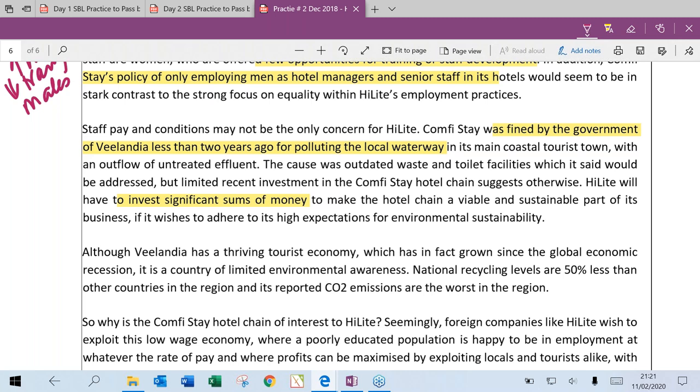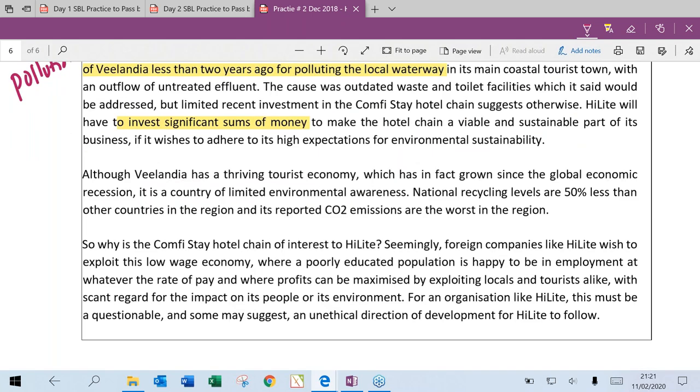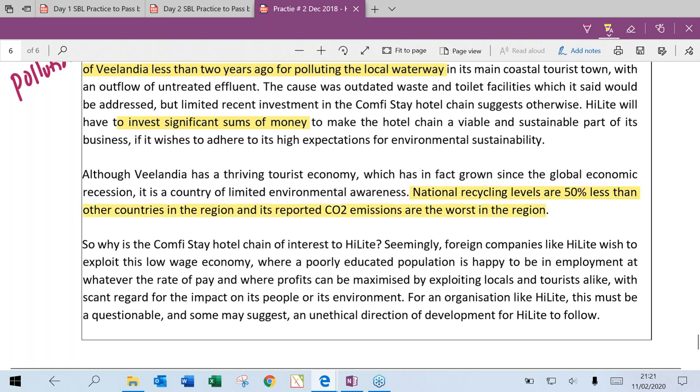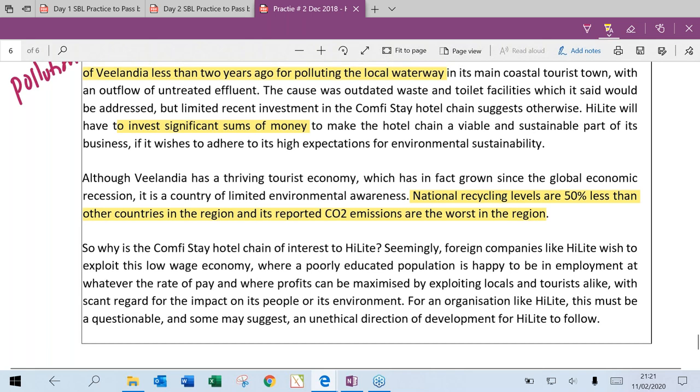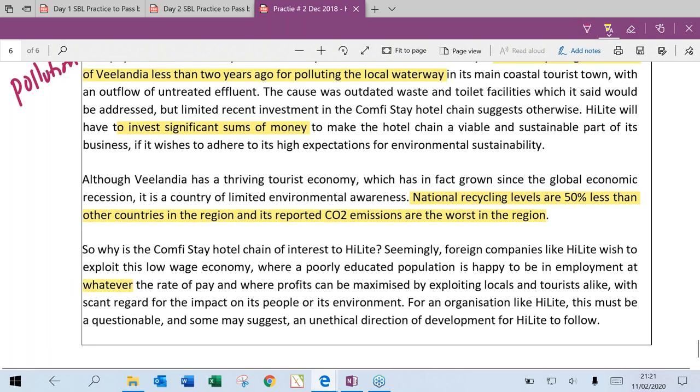So what's the main point here? Pollution, environmental aspect. Although Vilandia has a thriving tourist economy, which has in fact grown since the global economic recession, it is a country of limited environmental awareness. National recycling levels are 50% less than other countries in the region, and its reported CO2 emissions are the worst in the region. Okay, I'm just highlighting it. Again, I would just write environmental, it's environmental information.